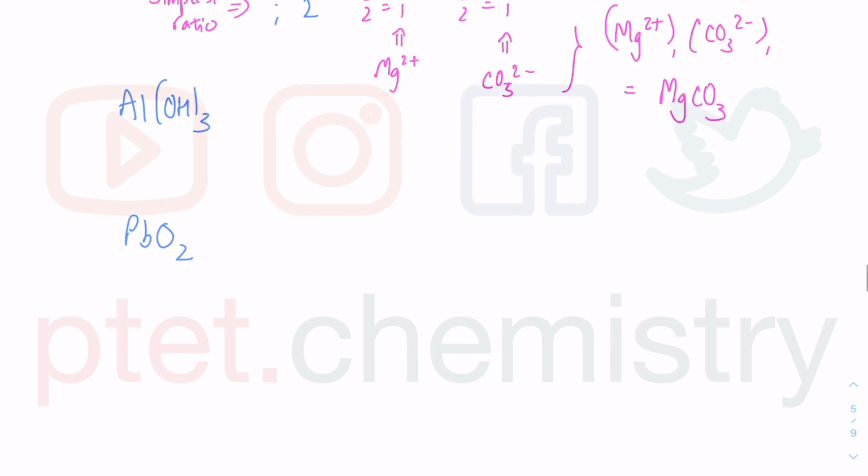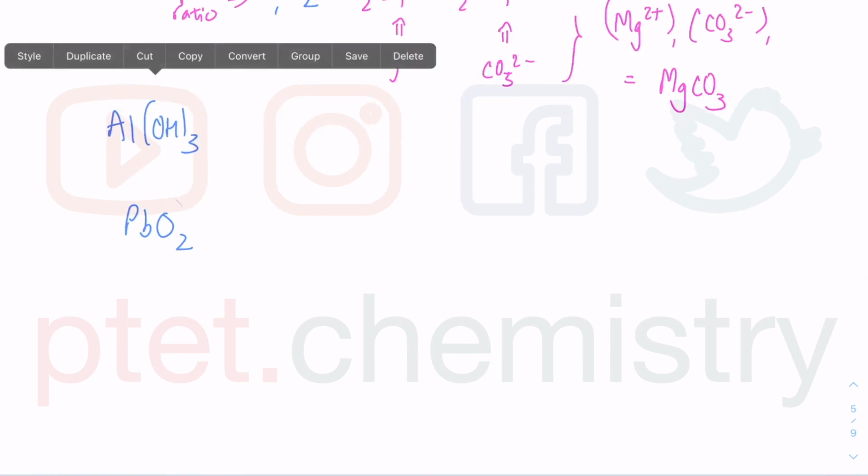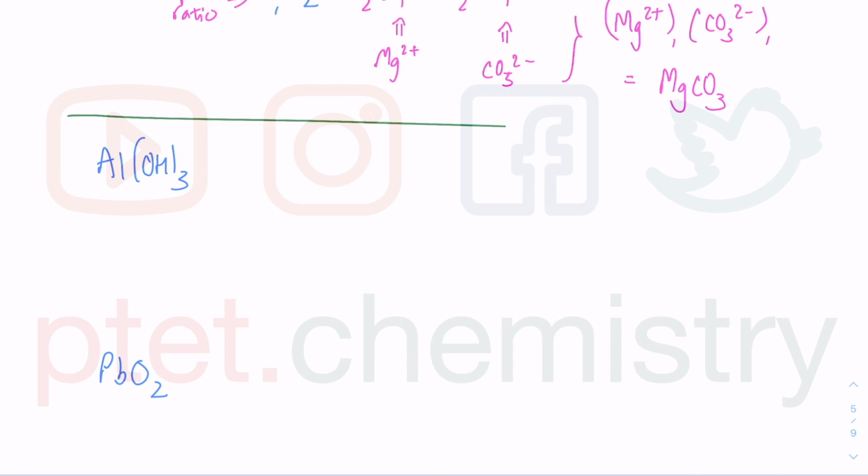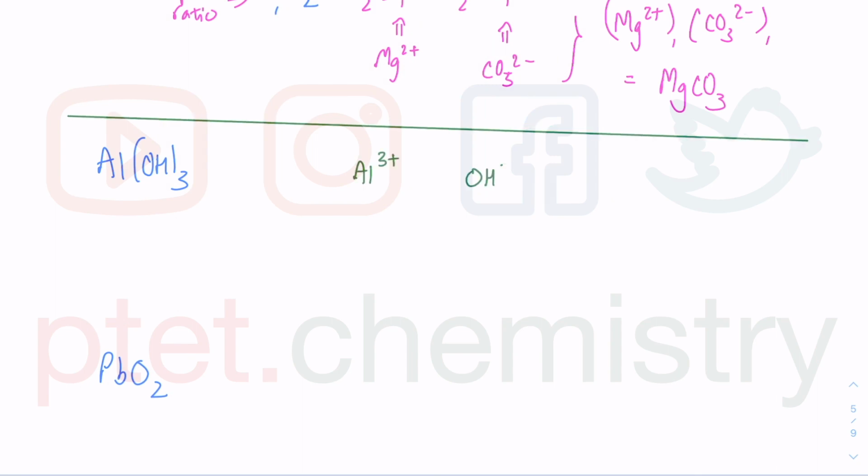Okay, on to the next part. We'll try and wrap this up very quickly as well, because we're running out of time. So anyway, I want to move this down a little bit, and I want to get it started as soon as I can. So what do we have? We have Al3 plus and OH minus.